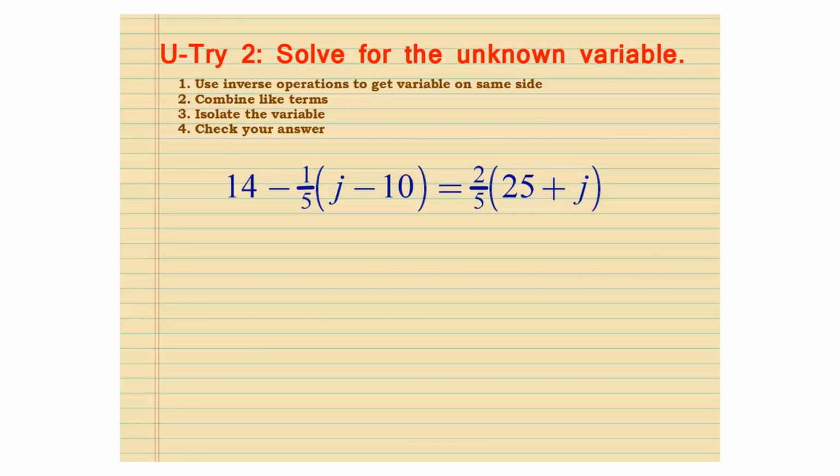Here is your U-try. If you decide to use canceling the denominators, please remember that I multiplied each side of the equal sign with the denominator. In that case, if you multiply each side by 5, please make sure to distribute it to every term that's inside the parenthesis. In this case, it will just multiply with this.